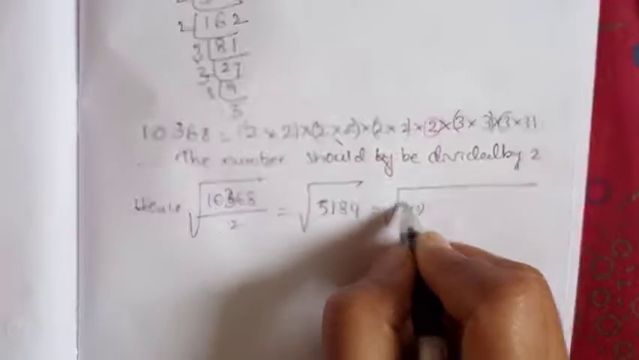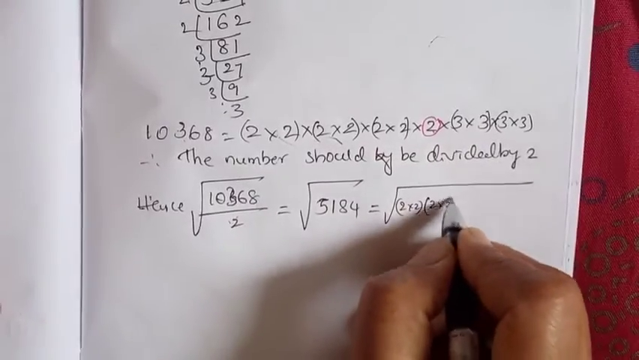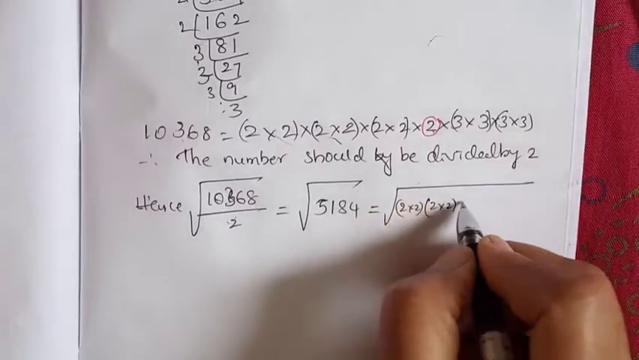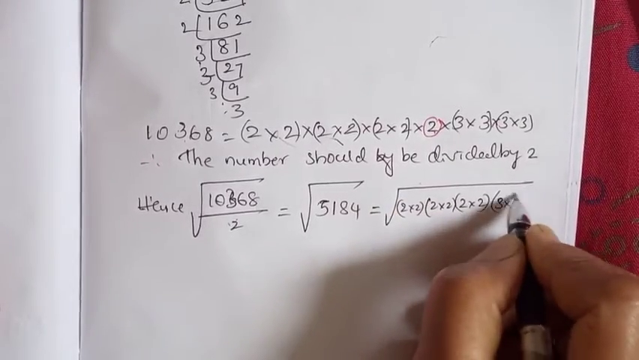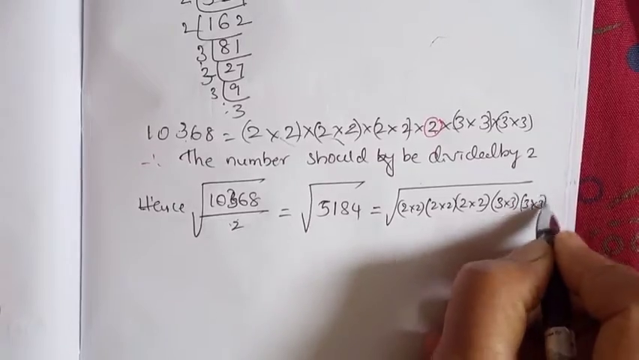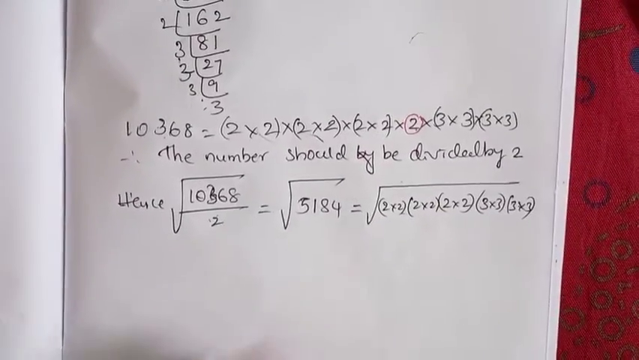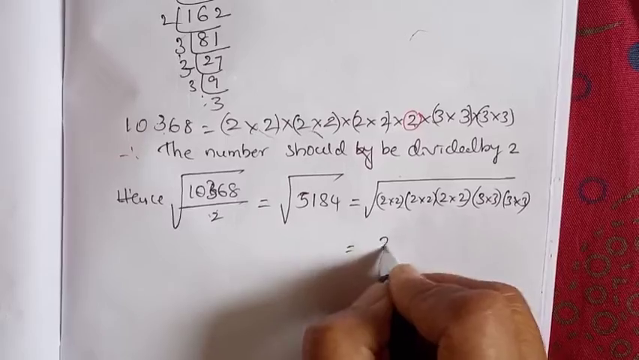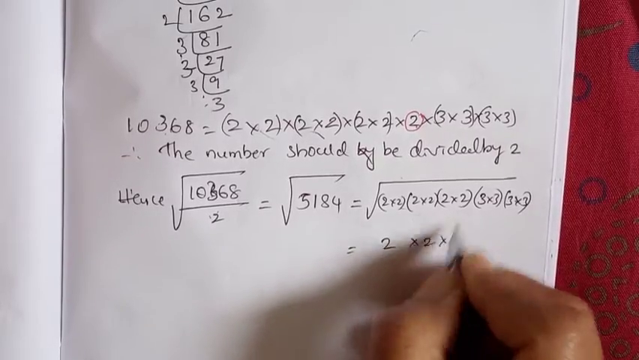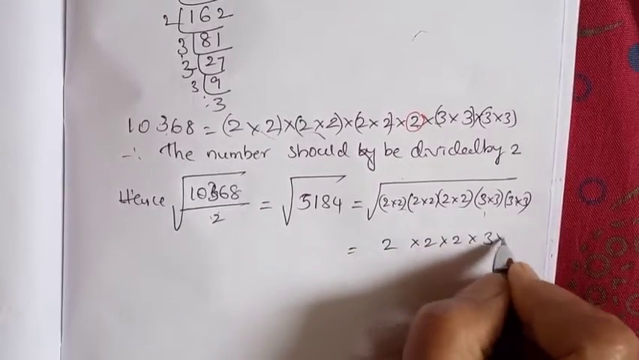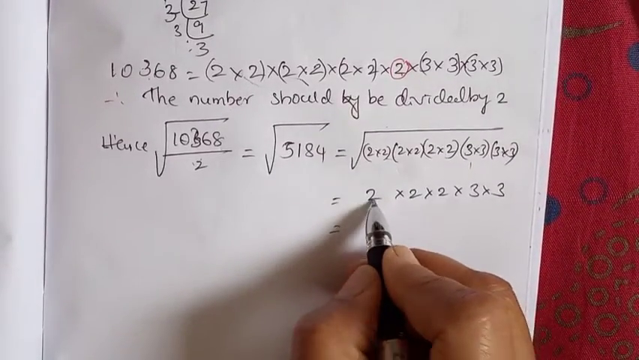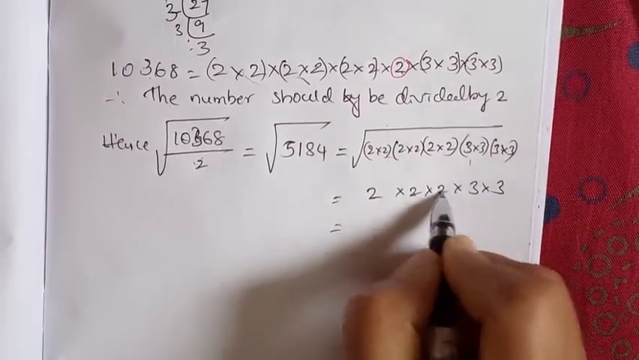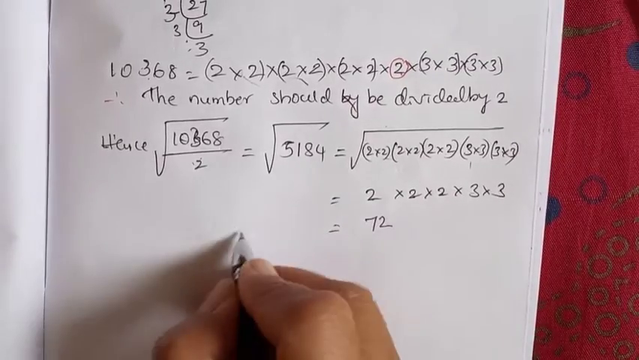2 into 2. No need to do again. 2 into 2, 2 into 2. 3 into 3, 3 into 3. This means product only. So we will take out 1: 2 into 2 into 2 into 3 into 3. Now 2 2s are 4, 4 2s are 8, 8 9s are 72.